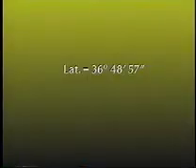Now, the last of our 3 items that we need for this equation is the latitude. And that's a given. That's 36.48.57. If you'd worked the first part of this problem, that's where that would have come from. But we're not dealing with that.